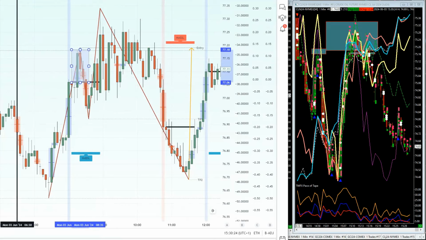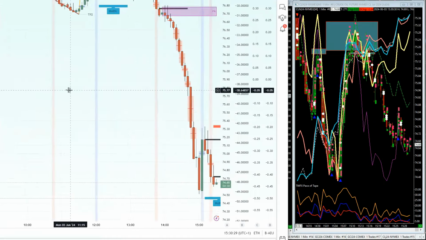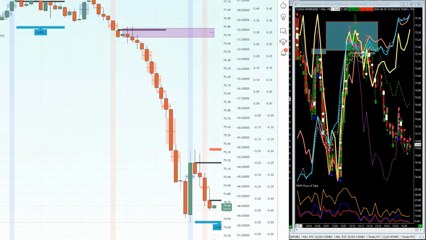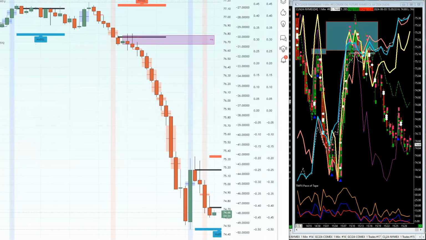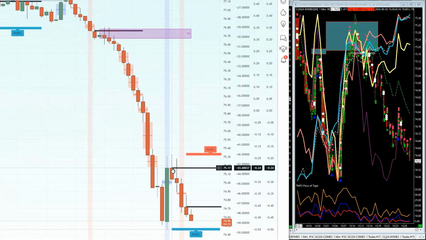I am going to try and sell into this. There's my buy side liquidity. I'm going to sell into this. You see it? When we see these areas, there's my buy side liquidity, and I'm going to sell into it.